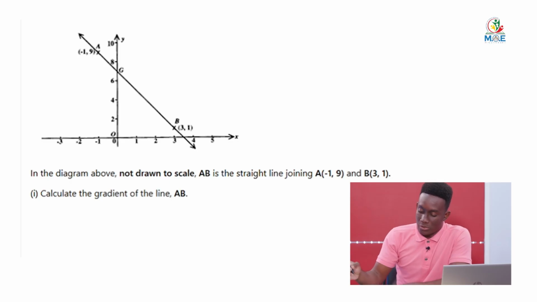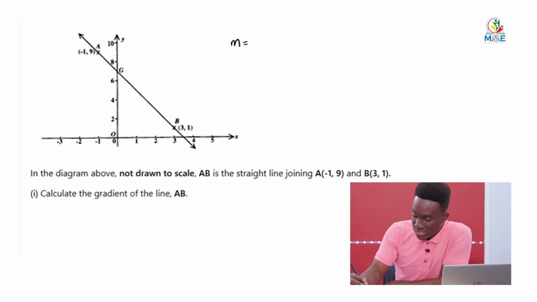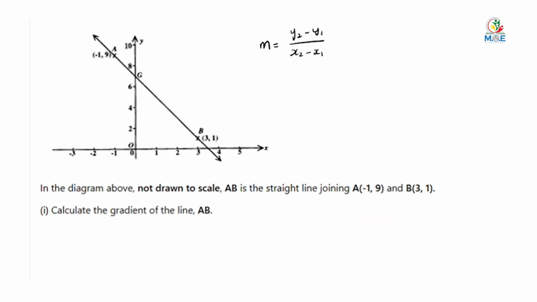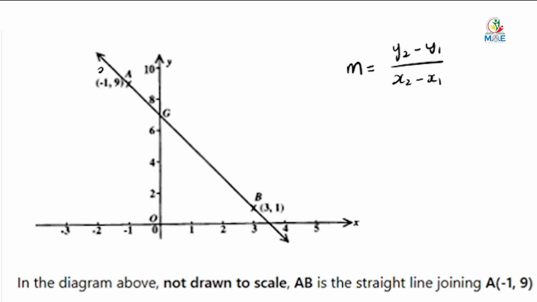So to calculate the gradient of AB, the gradient is represented by the letter m. We know it's the change in y over the change in x, which is simply y2 minus y1 all divided by x2 minus x1. So we have the two points, so we can call these x1, y1 and x2, y2. So we just put in those values now.